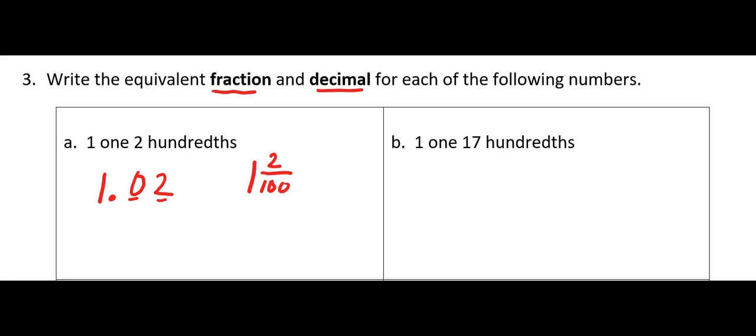In question B, I also have 1 in my whole numbers place. Now I have 17 hundredths. So I'm going to write the number 17 so it lands in the hundredths place. And as a mixed number, I would have one whole and 17 hundredths.